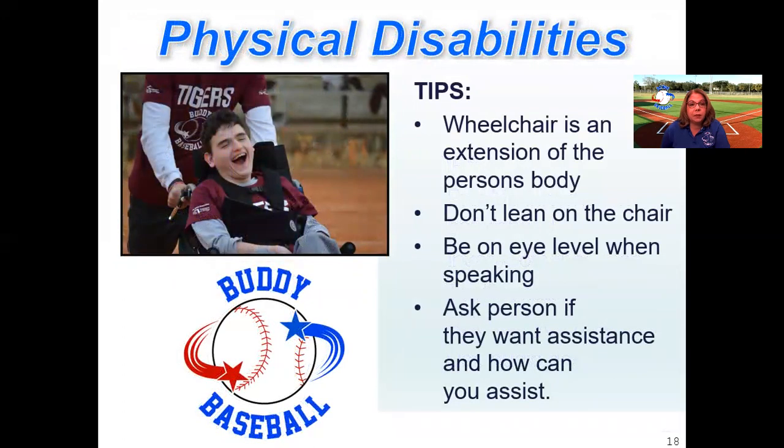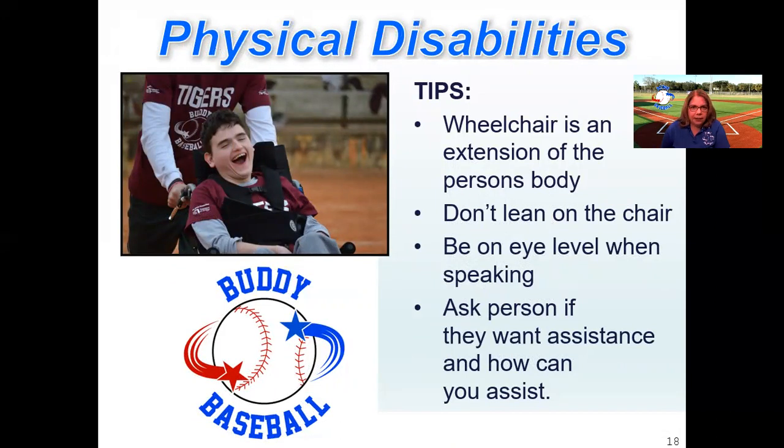Then there are physical disabilities. Again, there's our wonderful guy, Alex, and he's in a wheelchair. To them, the wheelchair is an extension of the body. So you don't want to lean on the chair. You don't want to act like it's just there for you to rest on. You also want to make eye contact and be on eye level with them.